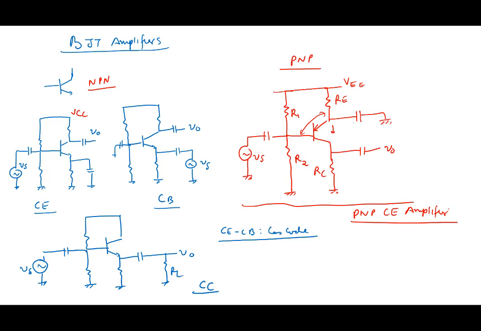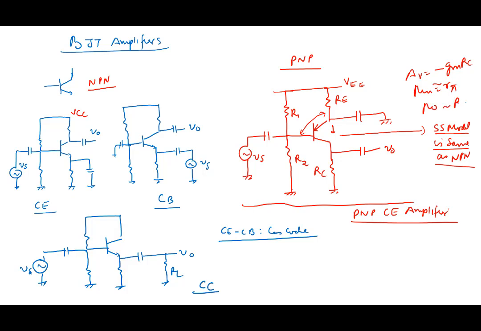Remember the small signal model: the small signal model of PNP is the same as NPN. And all these expressions, AV equal to minus gmRC, Rin equal to r pi, approximately, and R0 equal to RC, are all valid here also. They're all the same, so small signal analysis pretty much remains the same. What differs is basically the DC analysis. That's what you need to look at.